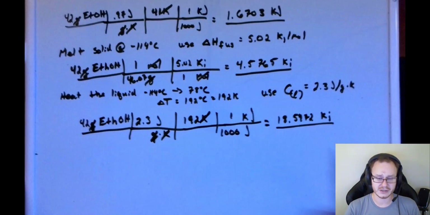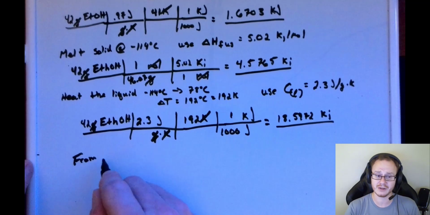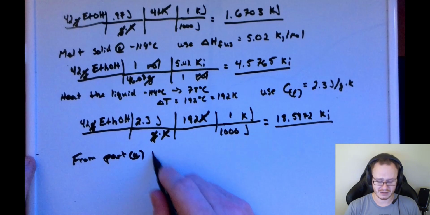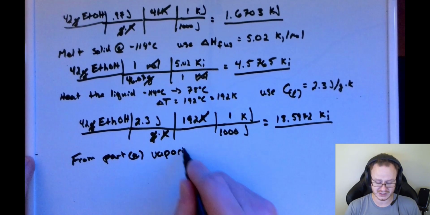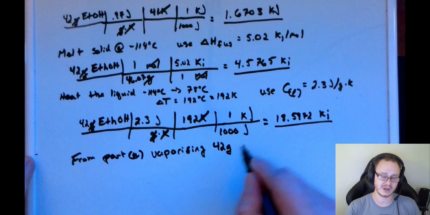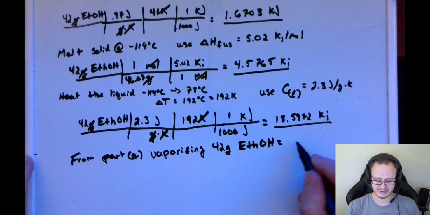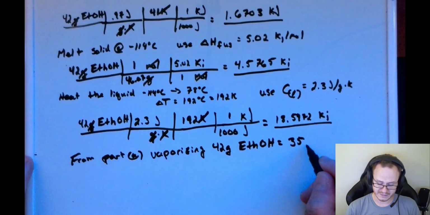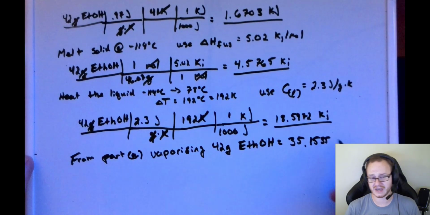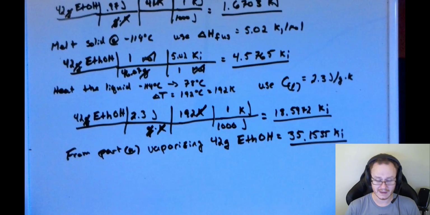The third transition is the vaporization. At the boiling point, it must actually undergo the process of vaporizing. We already calculated this. From part A, we calculated the heat of vaporization necessary for this 42 grams of ethanol. So I can go back to the previous work that I did. 42 grams of ethanol has a value of 35.1535 kilojoules of energy. Thankfully, I didn't have to calculate this by hand because it's already been done for me.